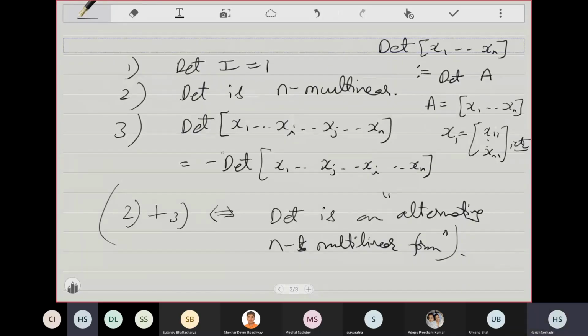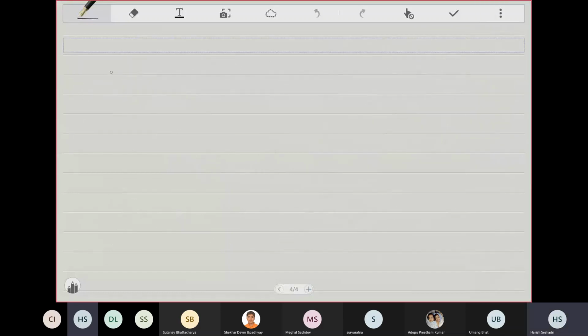At any rate, these are not just some random sort of ad hoc properties. These are very natural properties. Now let's see why this is true. I won't do it in detail. So the first one is A equals identity. Then we have A_ii equal to 1, A_ij equal to 0 if i not equal to j.